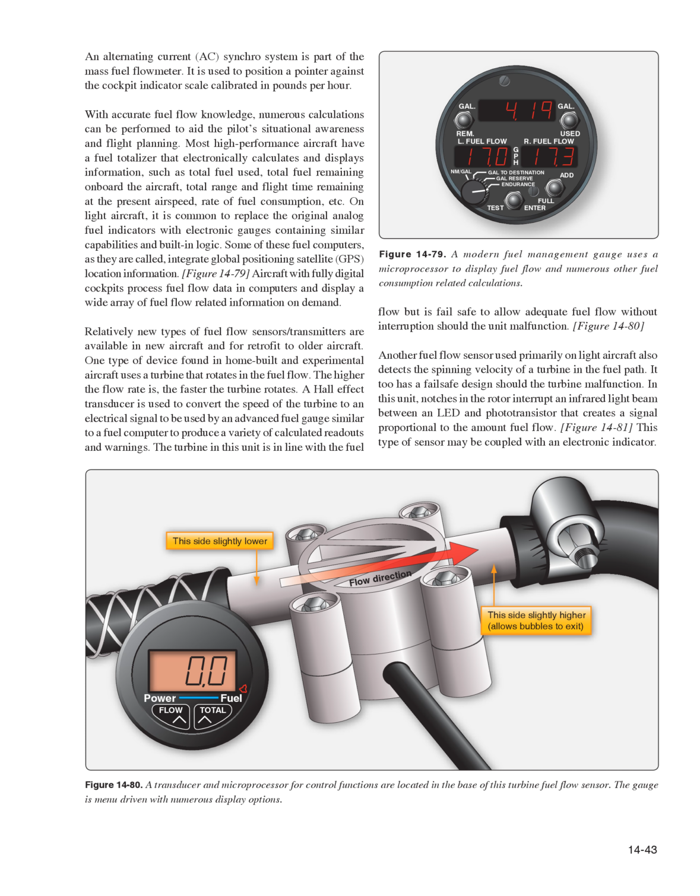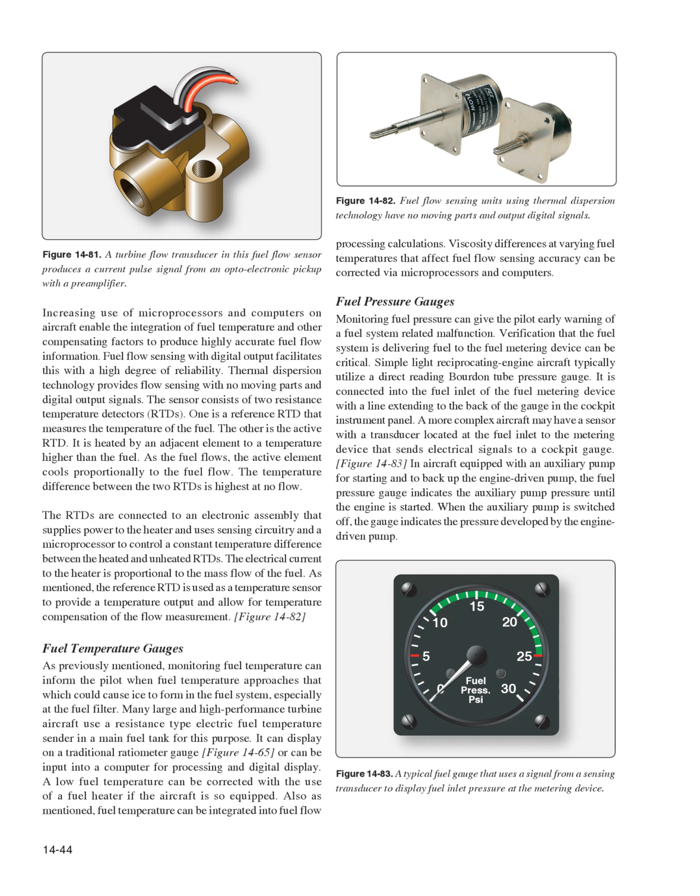Figure 1480. Another fuel flow sensor used primarily on light aircraft also detects the spinning velocity of a turbine in the fuel path. It too has a fail-safe design should the turbine malfunction. In this unit, notches in the rotor interrupt an infrared light beam between an LED and phototransistor that creates a signal proportional to the amount of fuel flow. Figure 1481. This type of sensor may be coupled with an electronic indicator with a preamplifier. Increasing use of microprocessors and computers on aircraft enable the integration of fuel temperature and other compensating factors to produce highly accurate fuel flow information. Fuel flow sensing with digital output facilitates this with a high degree of reliability.